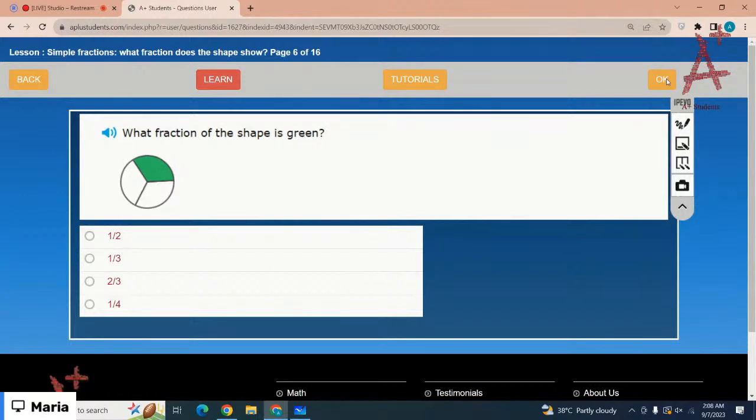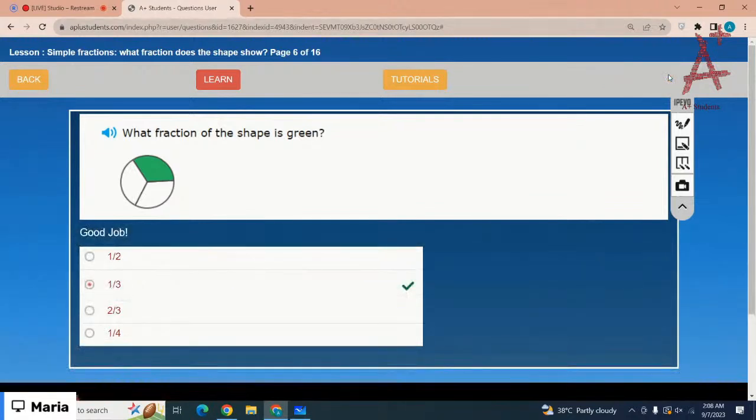What fraction of the shape is green? So which is the correct option? Just look at the shape. The shape has 3 equal parts, right? Just one of them is green. So it would be 1 out of 3, or you can write it as 1 slash 3. The correct option is the second one, right?